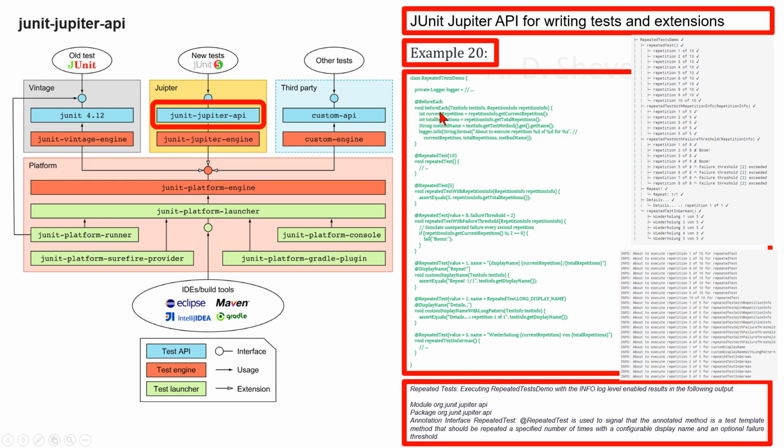Since the beforeEach method is annotated with @BeforeEach, it will execute before each repetition of each repeated test. We see that it's possible to obtain information about the current execution of the repeated test. Executing RepeatedTestsDemo with the info log level enabled results in the following output here.